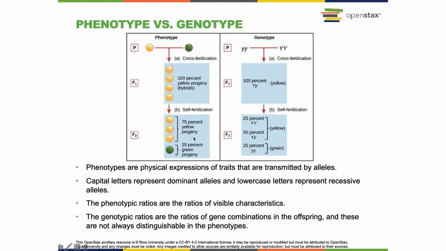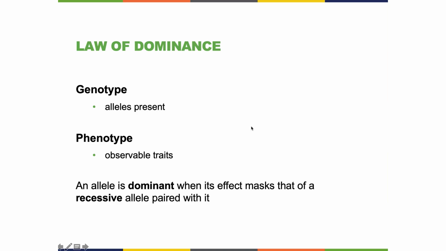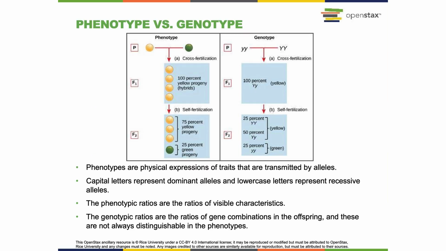But if we talk about the ratio, the phenotypic ratio would be 3:1 yellow to green in the F2 generation. Okay, the genotypic ratio would be 1:2:1 homozygous dominant versus heterozygous versus homozygous recessive in the F2 generation. And you'll need to know those ratios later.